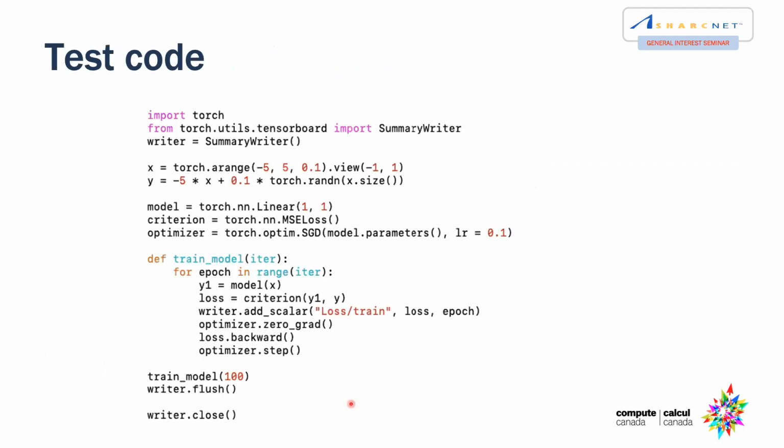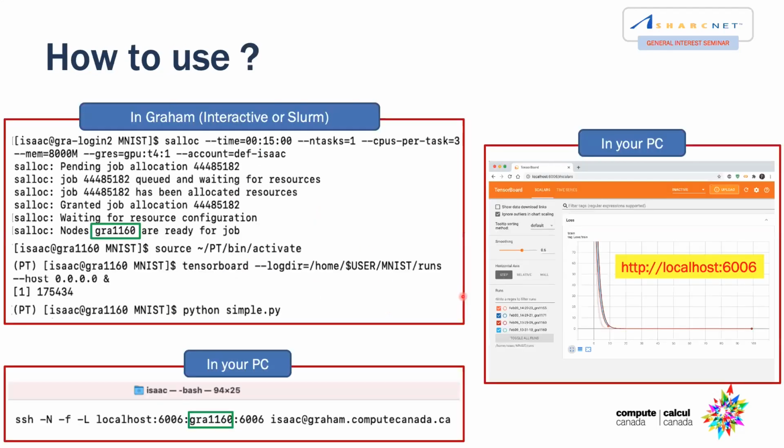Okay. And in your code, it's a test code. You simply use the same idea, but you just import this kind of module, SummaryWriter, and then make a module and write and refresh and so on. But running TensorBoard is a little bit trickier. So let me explain briefly.